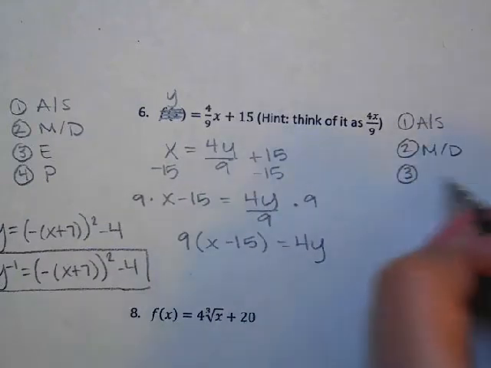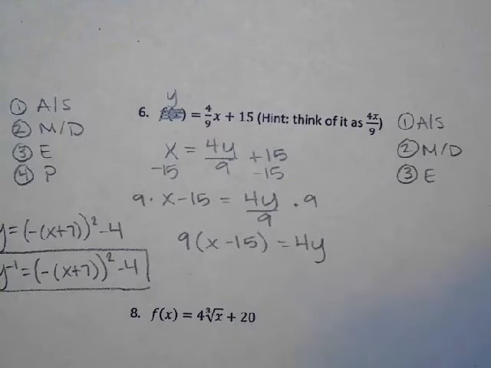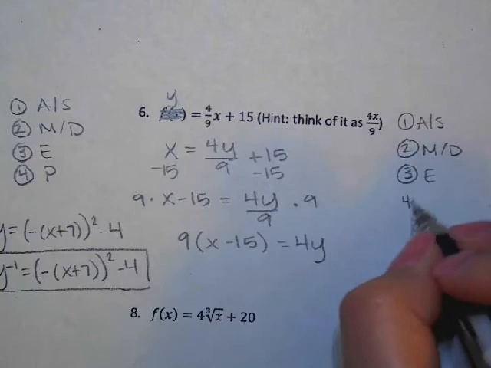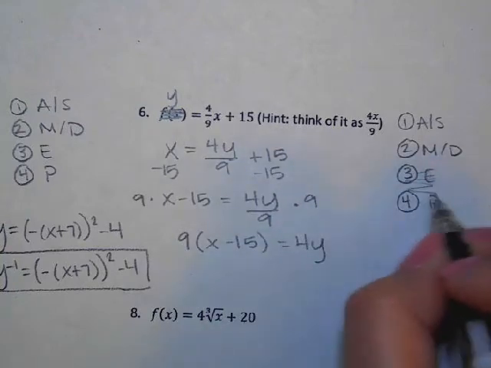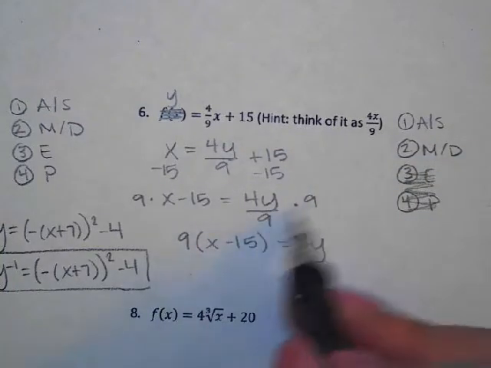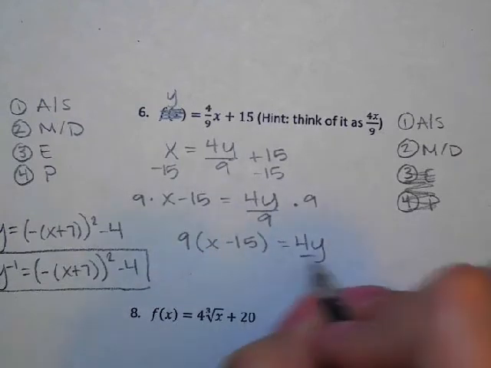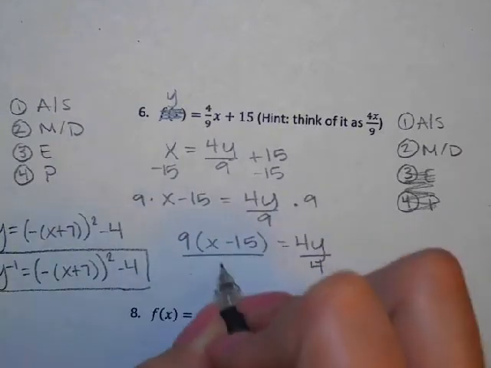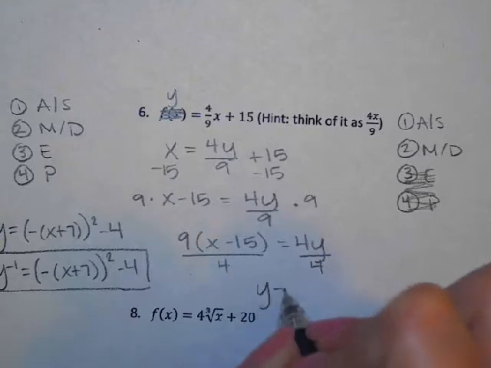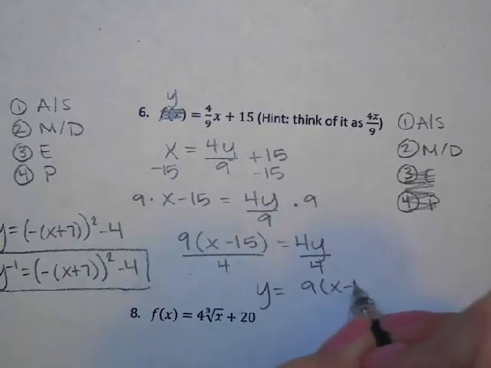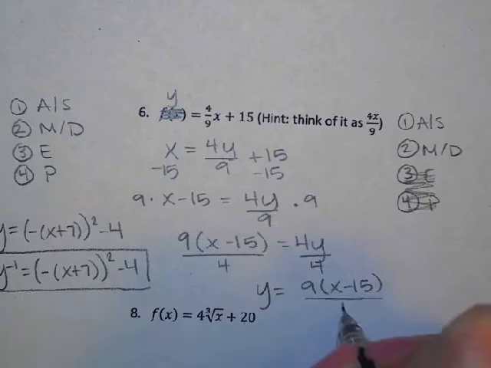Then I look to see if there's an exponent I could introduce or an exponent I could get rid of. There's nothing. And then I guess we could think of this as the inside, or we could think of this as there were 2 multiply and divide steps. I'm actually going to do that instead. So our first step is we multiplied by 9. Our second step will be that we're going to divide by 4. So we have y equals 9 times x minus 15 over 4.